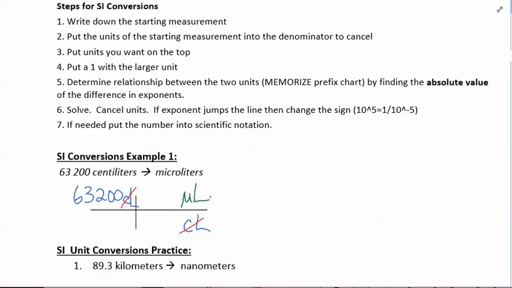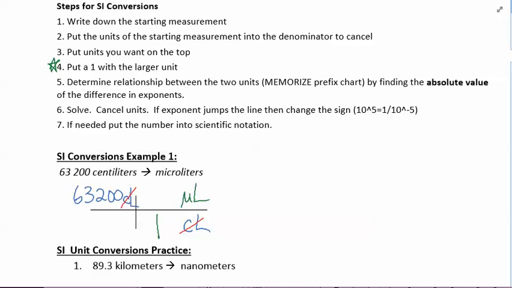The next step's kind of a key step. What we want to do is put a 1 with the larger unit. So if you can mentally think of the units that you have, which one is larger, or you can refer back to the table. In this case, we're comparing centiliters and microliters. Centiliters is larger, so centiliters will get 1. But then we need to figure out how many microliters will make up 1 centiliter. So that's not a number that you probably know off the top of your head.